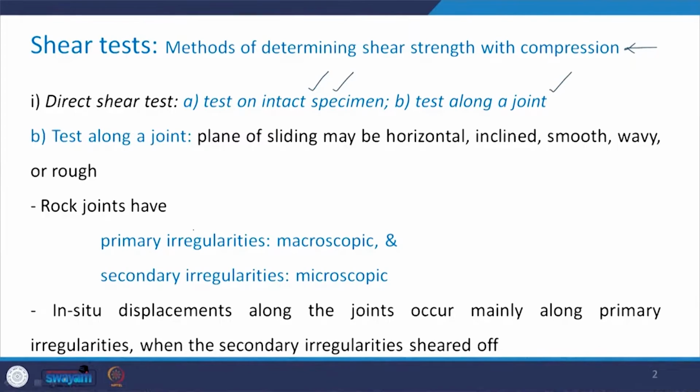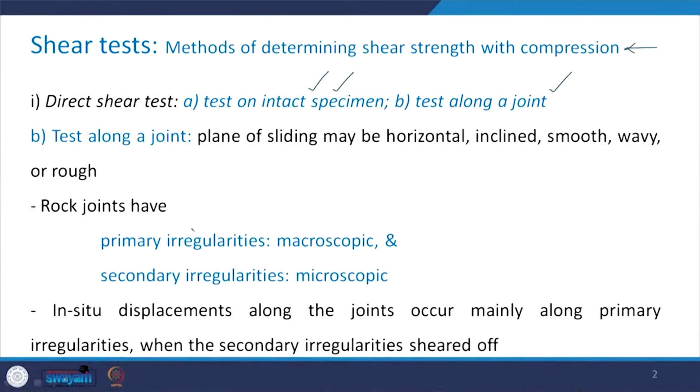Remember that this category of tests deals with shear strength having compression on the shear plane. So, when we conduct the test along a joint, that plane of sliding may be horizontal, it may be inclined, it may be smooth, wavy or rough. Why so? Because rock joints have irregularity. Now, those irregularities can be categorized under two classes.